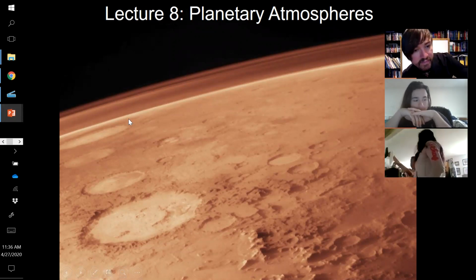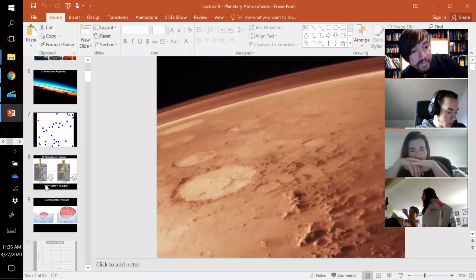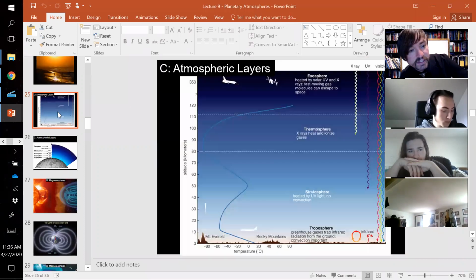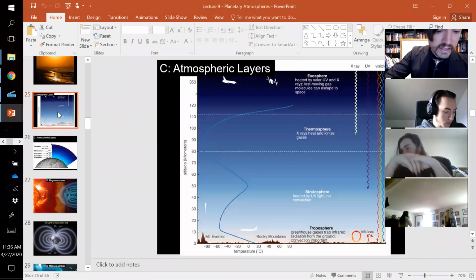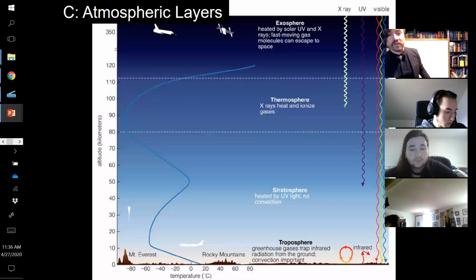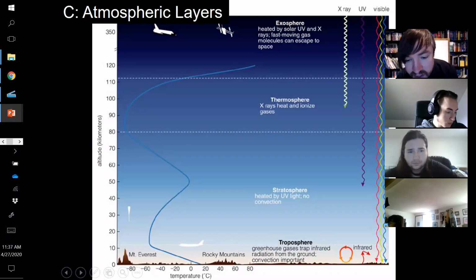Temperature fluctuations with height. Very nice. And we can see that we have 4 layers to Earth's atmosphere. Let's remember what they are.